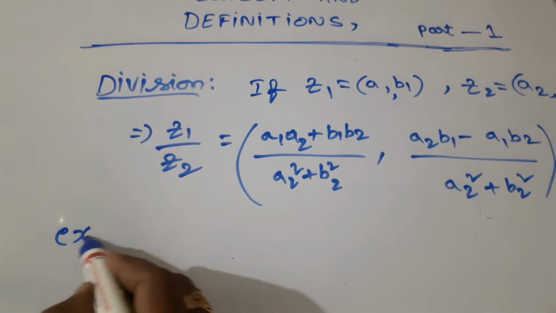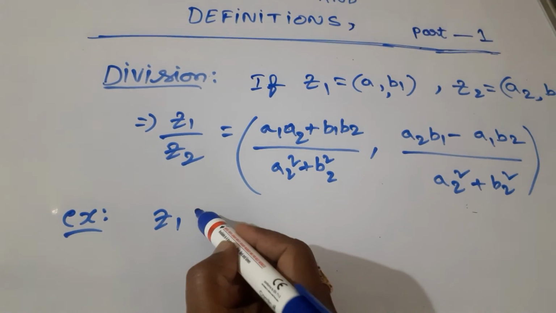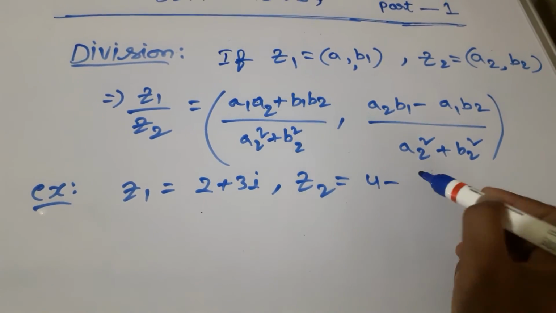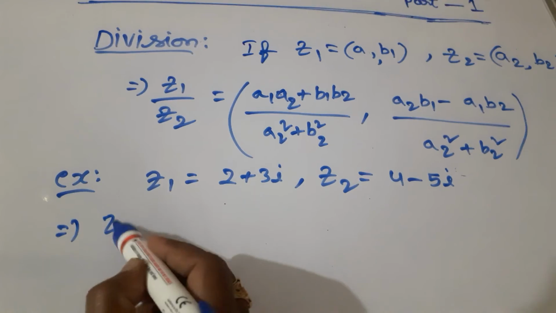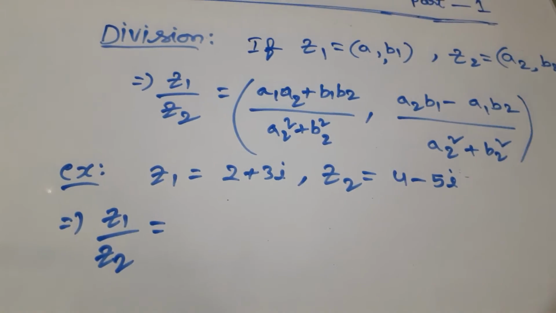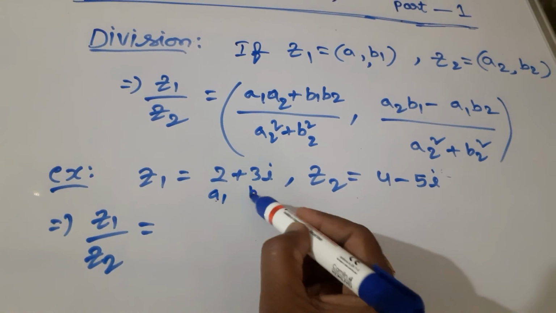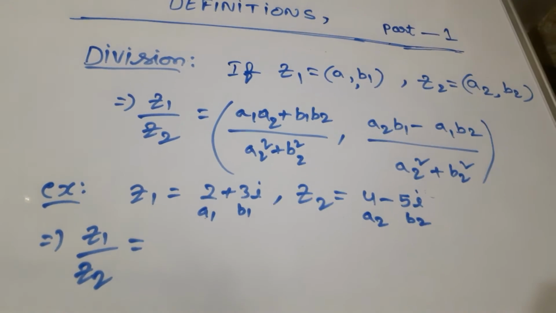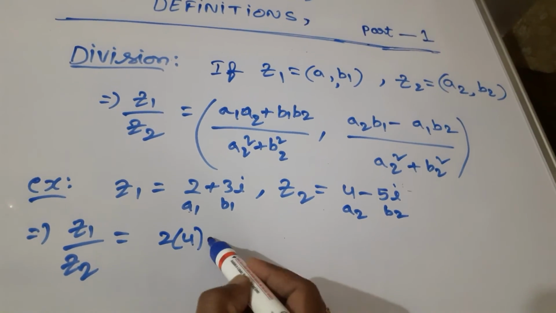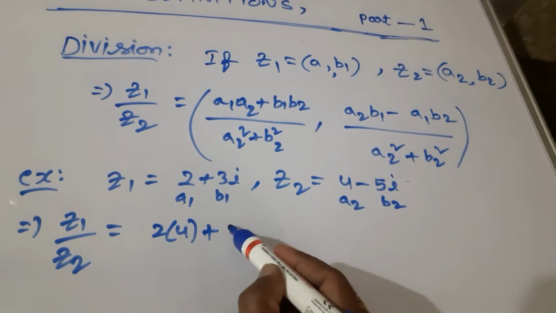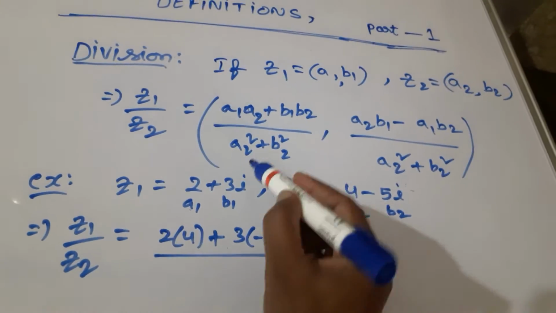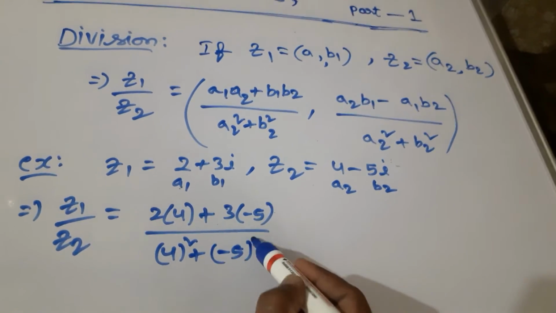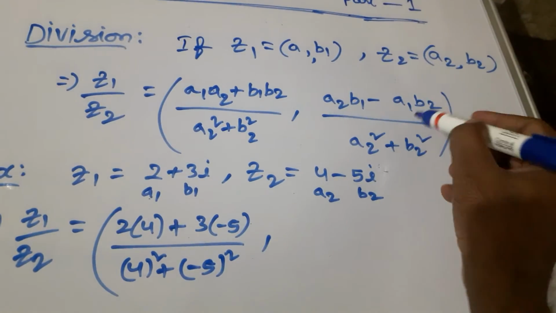So for example, Z1 equal to 2 plus 3i, Z2 is equal to 4 minus 5i, implies Z1 by Z2 equal to, this is A1, this is B1, this is A2, this is B2. So the formula is A1 A2 plus B1 B2, means 2 into 4 plus B1 B2, means 3 into minus 5, by A2 square plus B2 square, means 4 square plus minus 5 whole square, comma, A2 B1 minus A1 B2.